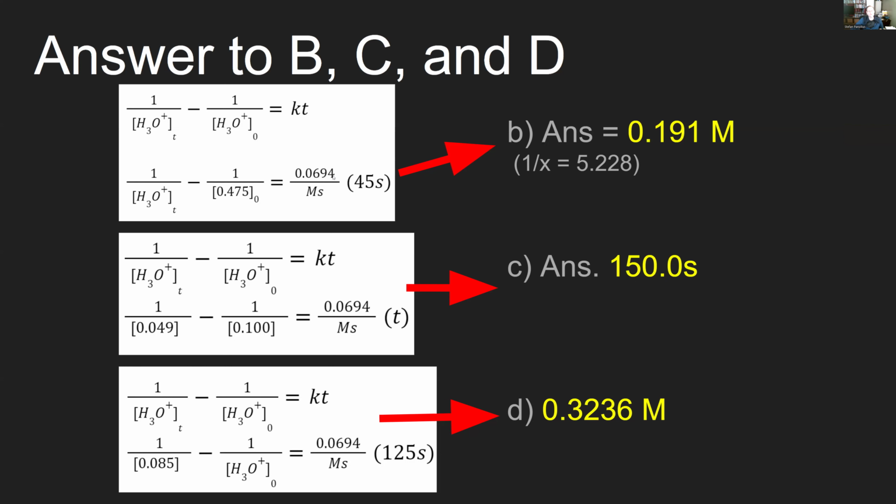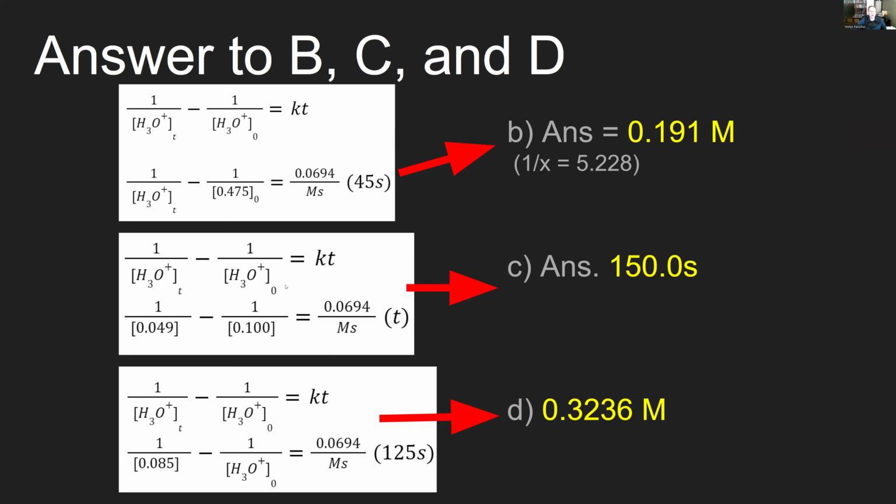Once you do the algebra to solve for it, you should end up with an answer of 0.191 molarity. The most common wrong answer that I get from people is 5.228 because they did not invert their answer. What they solved for when you get this would be 1 over the concentration. So that means you have to invert that to get the answer that you need to be correct.